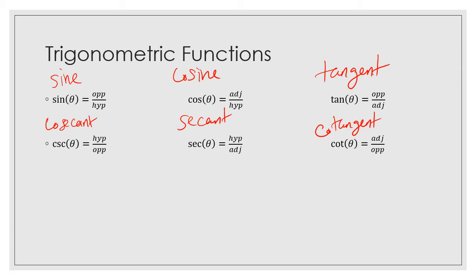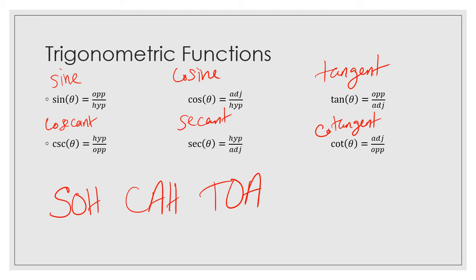If I ask for the sine of a specific angle, it's the length of the opposite side over the length of the hypotenuse. The cosine is the length of the adjacent side over the hypotenuse. The tangent function is the opposite side over the adjacent side. An easy way to remember this is SOHCAHTOA. Sine is opposite over hypotenuse, cosine is adjacent over hypotenuse, and tangent is opposite over adjacent. If you remember SOHCAHTOA, you're easily going to be able to remember all of the 6 functions.